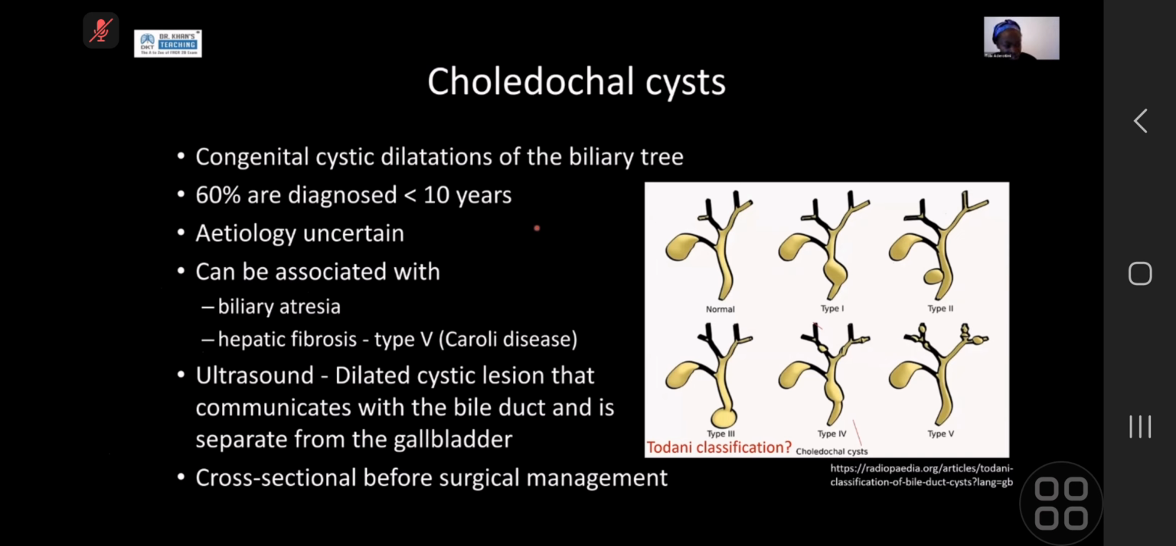It can be associated with biliary atresia and hepatic fibrosis, which tends to be the type 5, where you get intra and extrahepatic duct dilatation. The exact etiology is uncertain, so no one knows the pathophysiology behind choledochal cysts, but they're just the other cause of neonatal jaundice to be aware of.